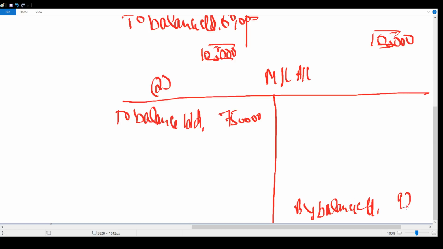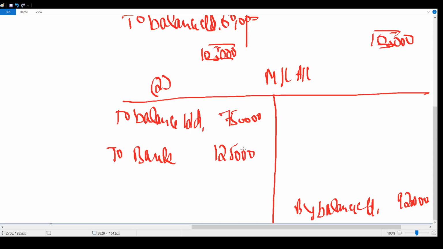9,20,000. Okay. Now, in point number second, they told that they purchased the machinery during the year for rupees 1,25,000. So to bank 1,25,000. Okay.